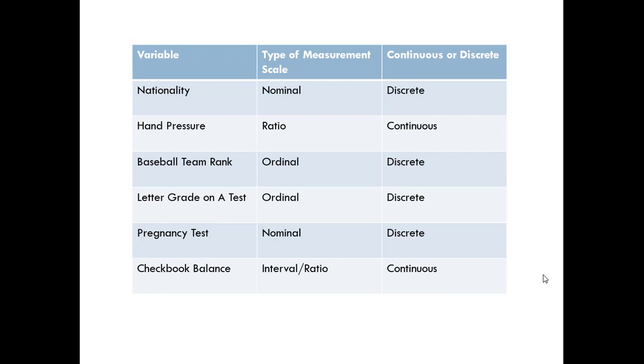So if we were to take numbers and apply them to the plus, minus, right? 1 would be, yeah, you're pregnant. 2 would be, nope, it's not registering yet, right? It's not showing up yet. So that would simply be a nominal measurement scale, and it would definitely be discrete.